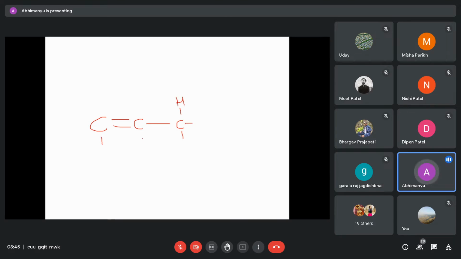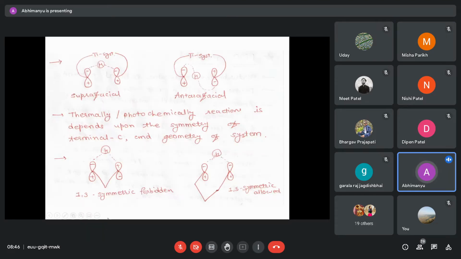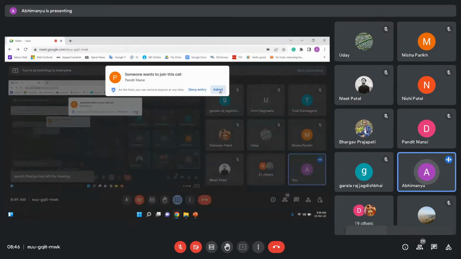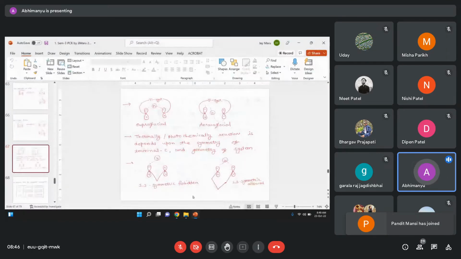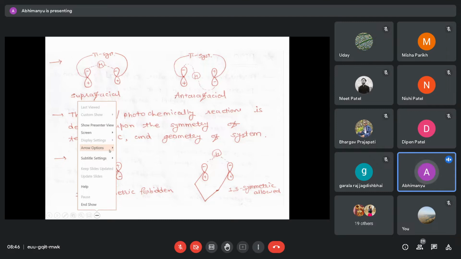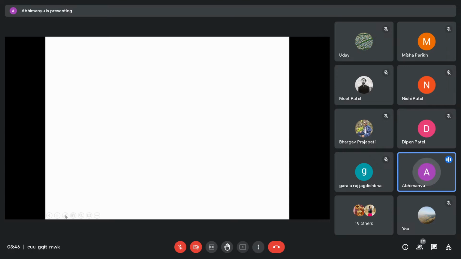So carbon number 1, carbon number 2 and carbon number 3. It is nothing new but the electron and atom rearrangement, atom shifting simultaneously. So it is shifting of hydrogens as well as the shifting of electrons simultaneously. But what is the novelty in this reaction?